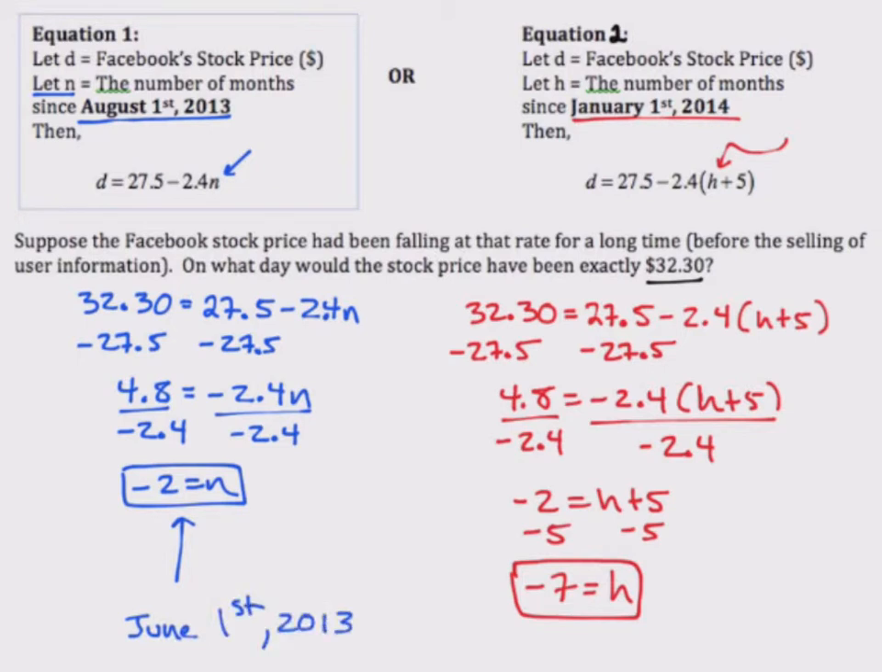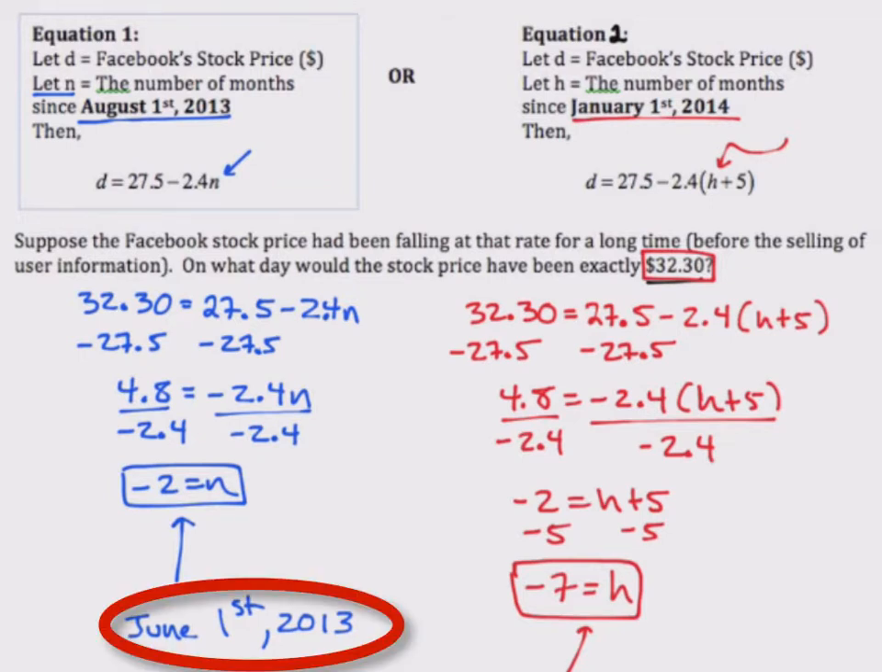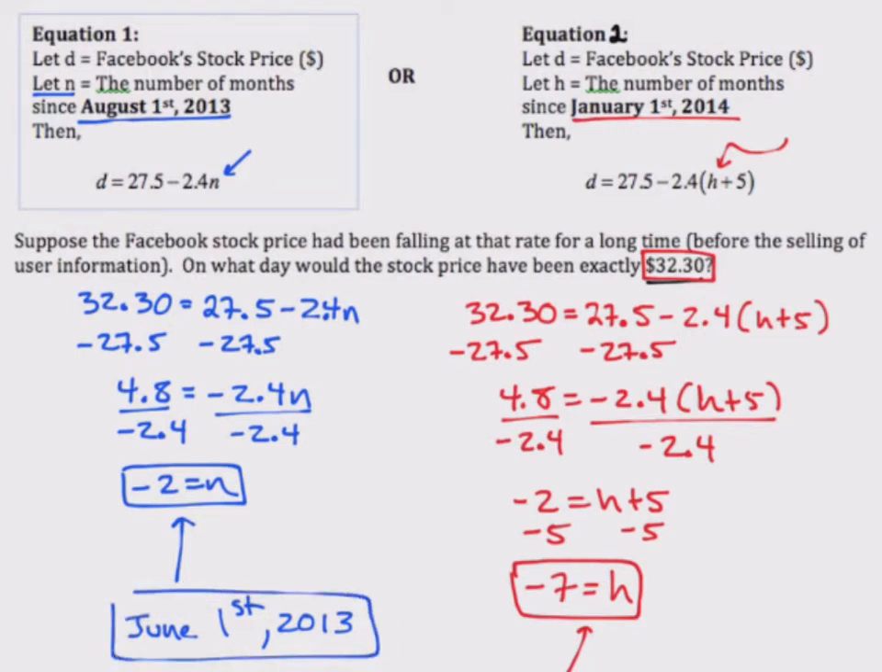According to the equation in red, we find that the stock price should be $32.30 7 months before January 1st, 2014. Well, what's 7 months before January 1st, 2014? June 1st, 2013. So again, two slightly different equations with slightly different variable definitions that yield the exact same result.